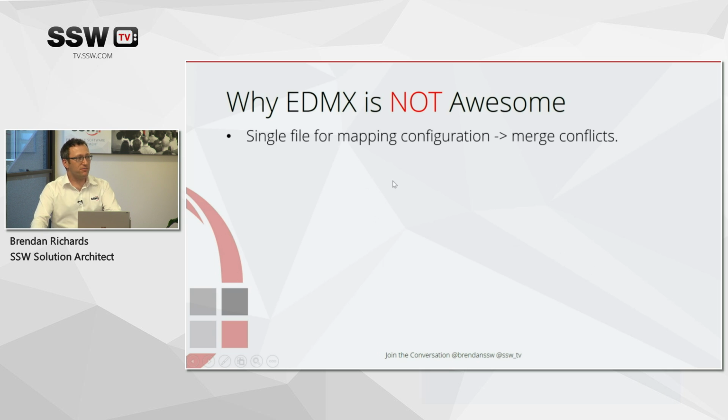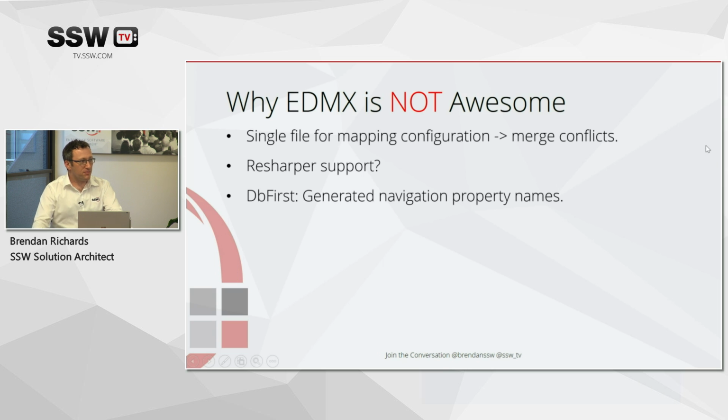So with a single file for mapping configuration, you end up with merge conflicts. ReSharper and refactoring support, you can't really do that with an EDMX file. You've got to click around the UI tools. So I think it's slower than code. With DB first, for me, the most important things in any kind of structure are the navigation property names between items in that structure. That's how you make sense of the world and what's in it and what you can do and how this thing relates to that thing.